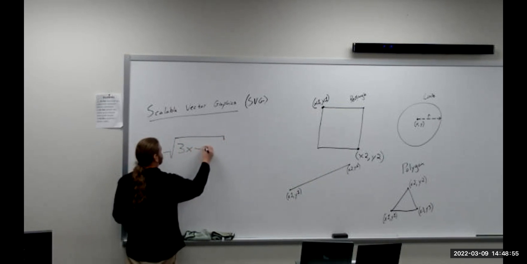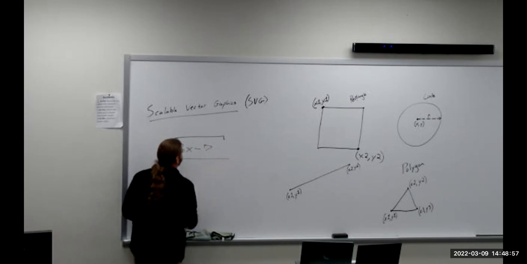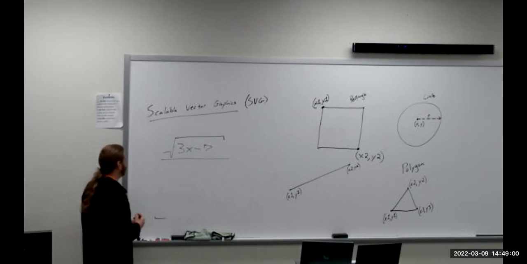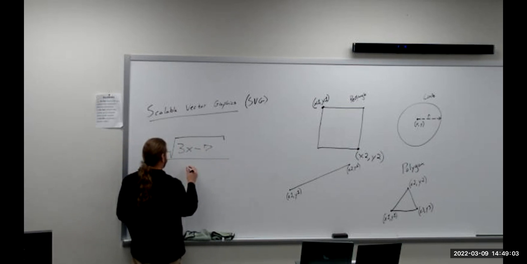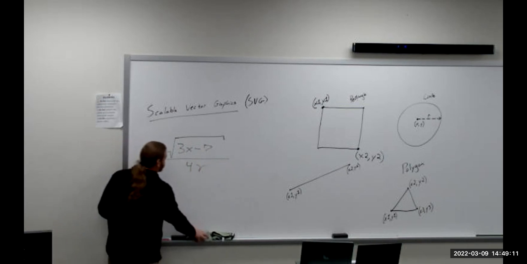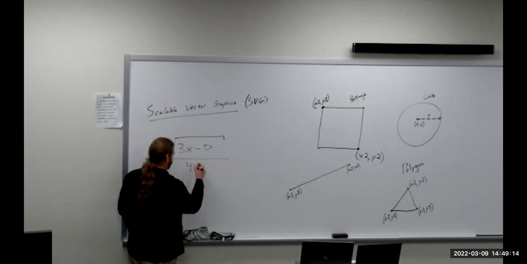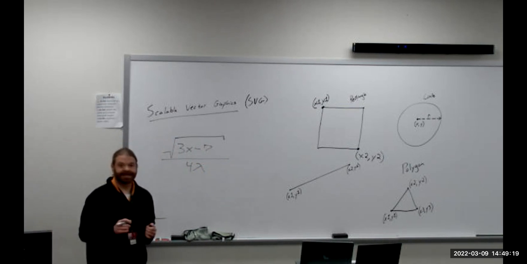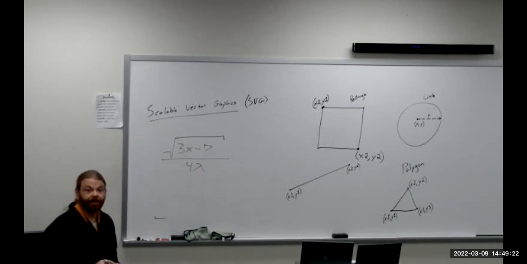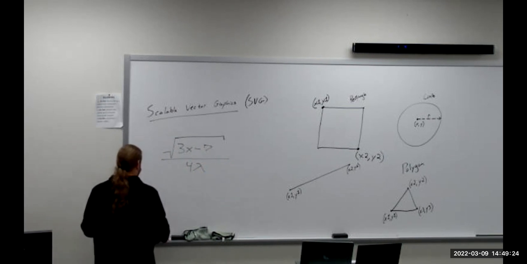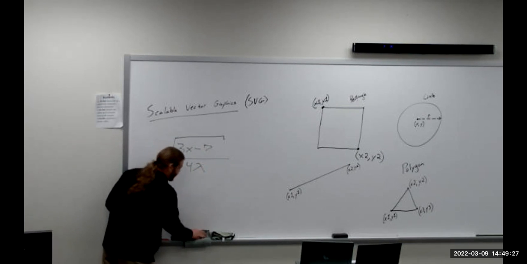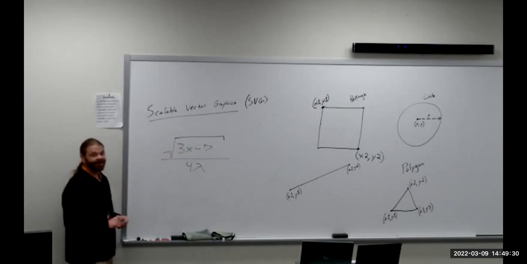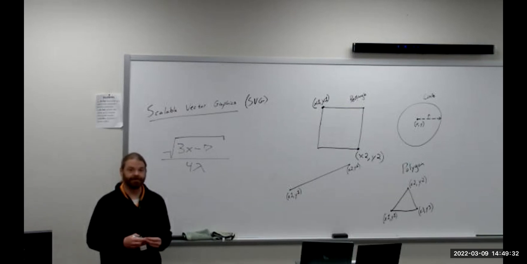So 3x minus 7. So the square root of all of that as a fraction over, I don't know, 4 alpha, 4 gamma, that'll work. I'll use lambda. So square root of 3x minus 7 over 4 times lambda. That's how we would write that in a math class, right? Hopefully writing a messy one like that doesn't make anybody panic. Don't need to solve it, just talking about writing it.